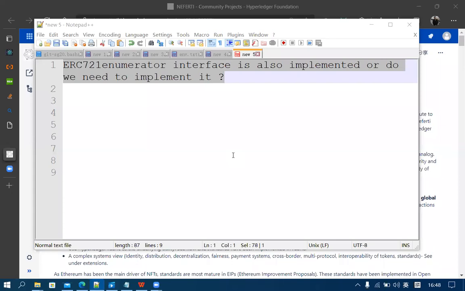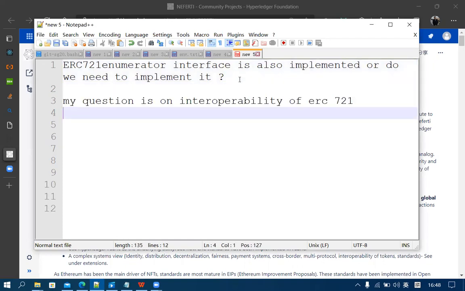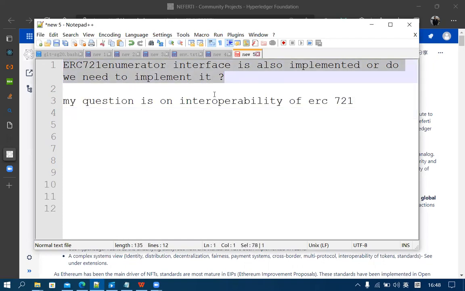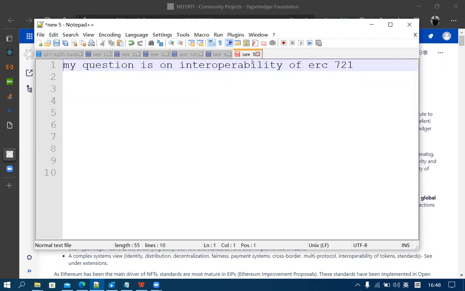Interoperation. As I know, in the demo there's no interoperation with ERC. Yeah, it's only in Fabric. The demo is very simple, only in Fabric, but we can add a code segment for Ethereum.